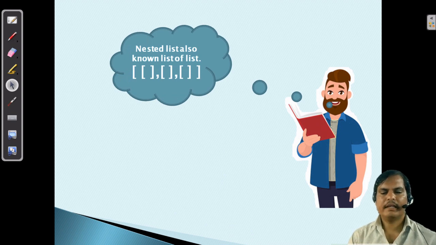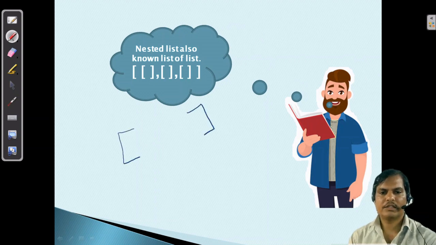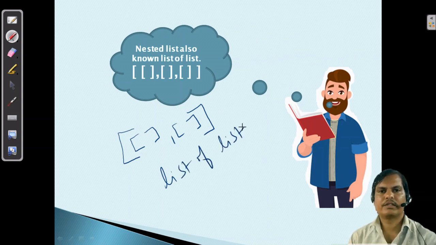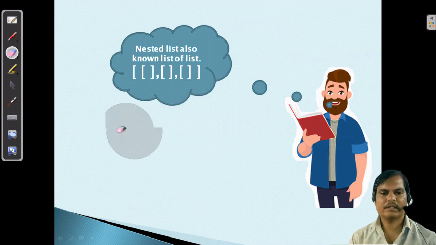Now the nested list means, as you can see on the screen, a list which is enclosed in one more list and having multiple lists is called a nested list. See in this diagram, one list will come in one square bracket. When a list comes inside a list, this is called a list of list. So hope you have understood the meaning of list of list or nested list.